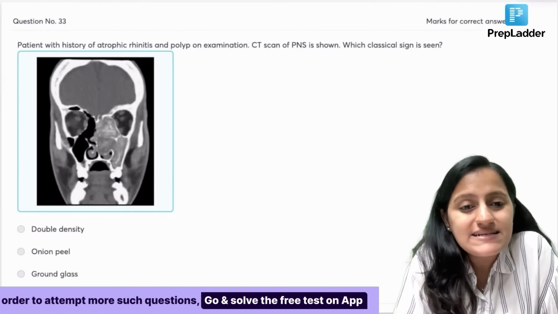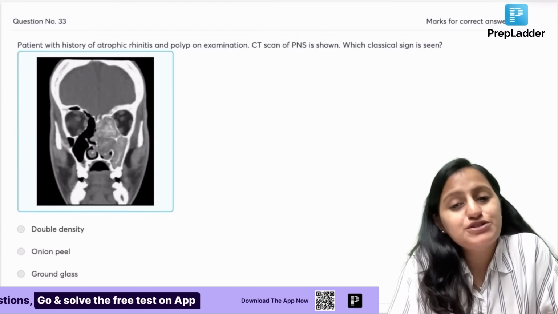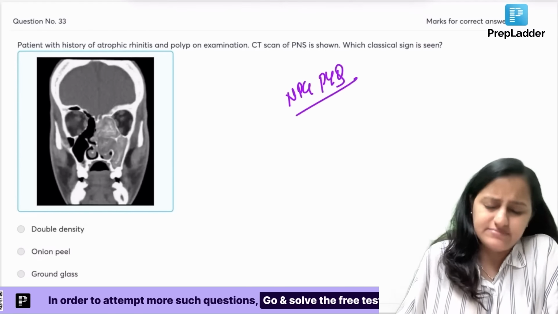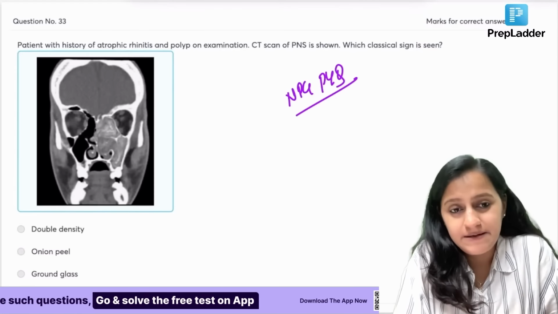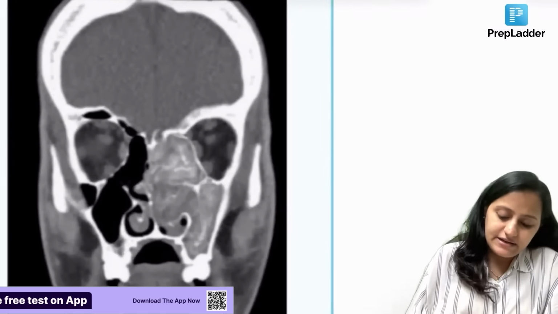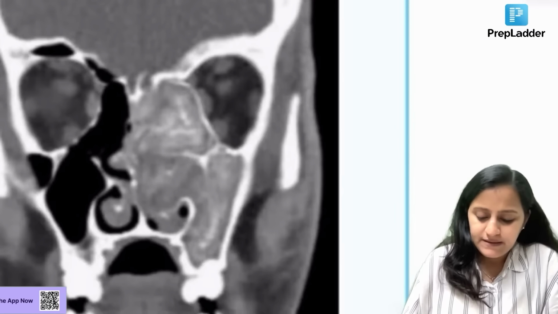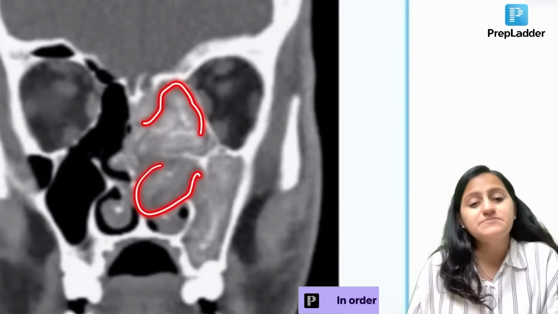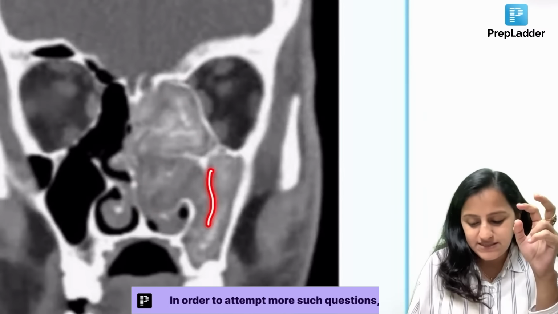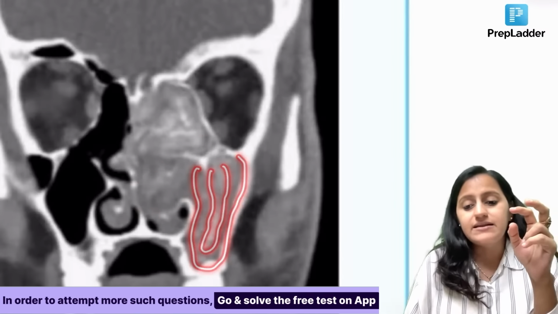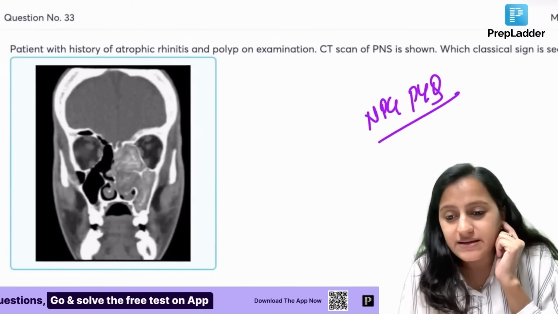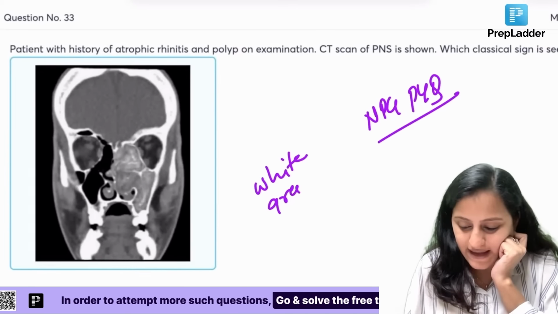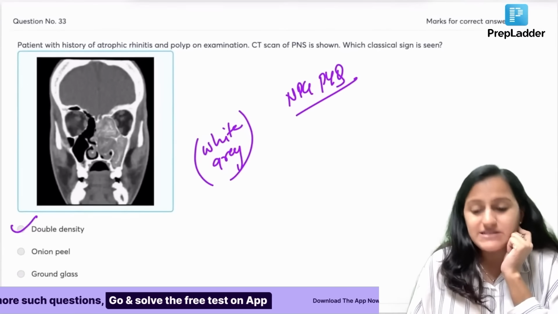Next one. What classical sign is shown here, and in which condition do you see this sign? This is also one of the NEET PG PYQs, right? A similar image was asked. Correct. This is the double density sign. If you look at the sinus very carefully, can you appreciate that there are white areas and around them gray areas also? So there are two densities that you are seeing, the white area and the gray area. So this is going to be the double density sign.